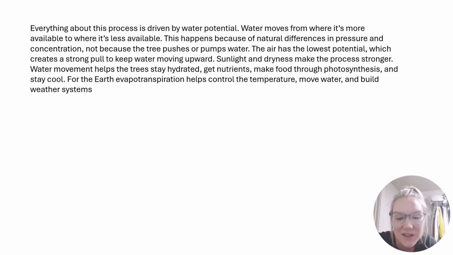The air has the lowest water potential, which creates a stronger pull to keep the water moving upward. Sunlight and the dryness make the process stronger. Water movement helps the trees by keeping them hydrated, getting nutrients, making food through photosynthesis, and staying cool. And for the earth, evapotranspiration helps control temperatures, move water, and build weather systems because it produces the clouds and rain. So the whole process is very vital.